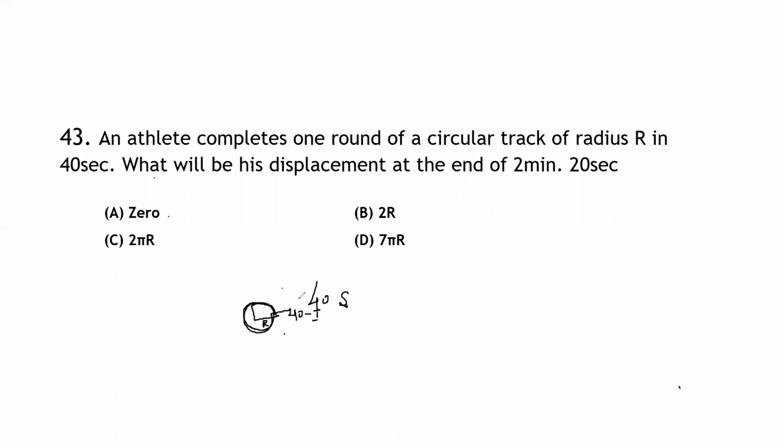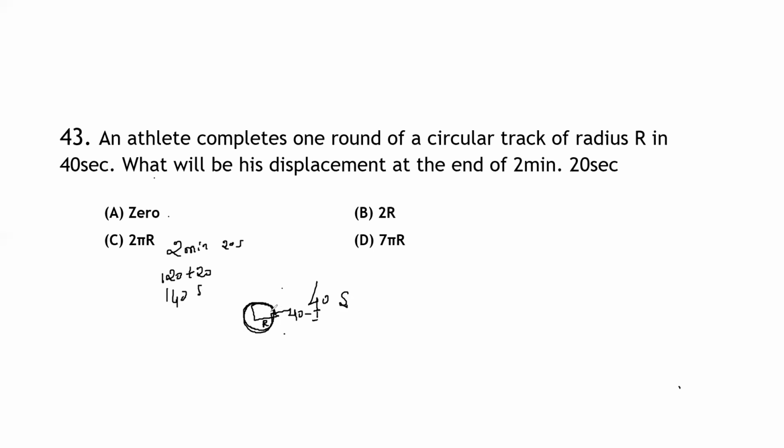So 2 minute 20 second. If I convert it in terms of seconds, how much is it? 1 minute is 60 seconds, so 2 minutes is 60 plus 60, that is 120 seconds, plus 20 seconds, that is 140 seconds, right? So 140 seconds is there.